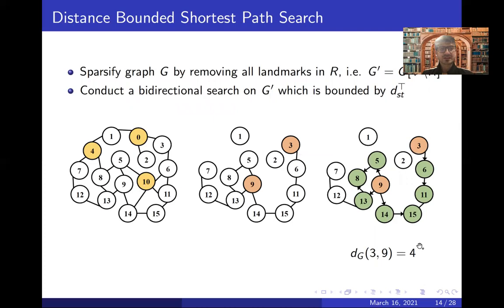Then we conduct a bidirectional BFS on a sparsified graph, that is, after removing the landmarks from the graph. As we can see, we conduct a bidirectional BFS on the graph shown to the very right.